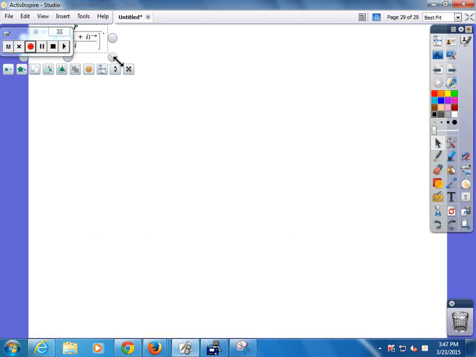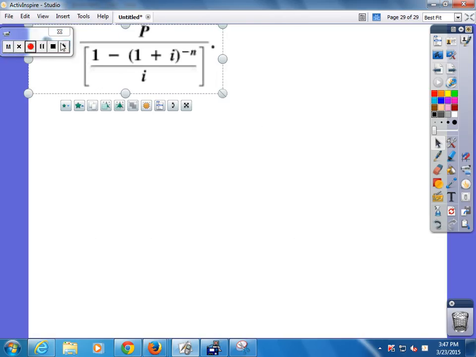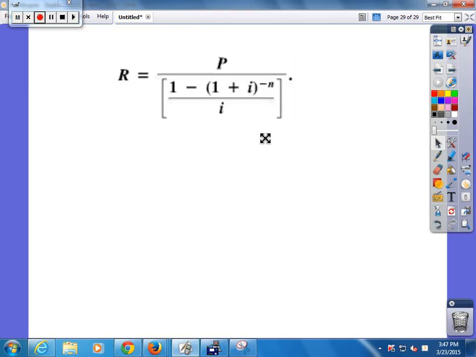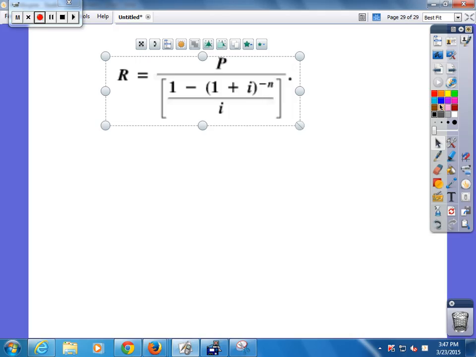There he is. And the only thing I'm going to do different is I'm going to rewrite it, because I don't like the way it's written. You see this right here? This right here is over 1. So I'm going to rewrite it.